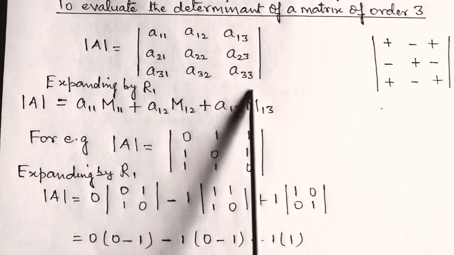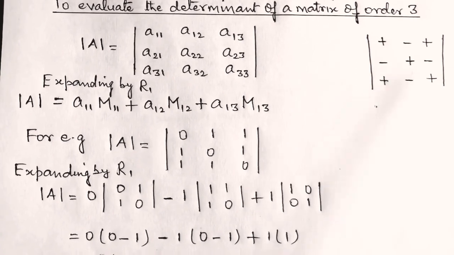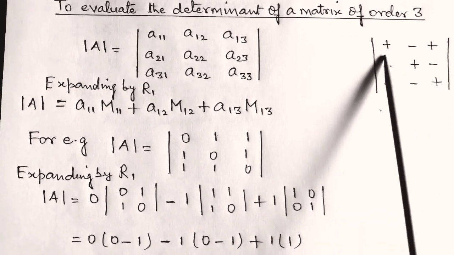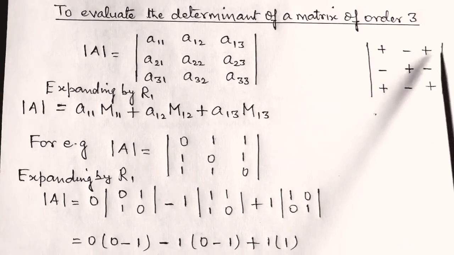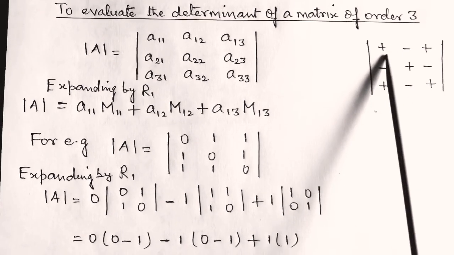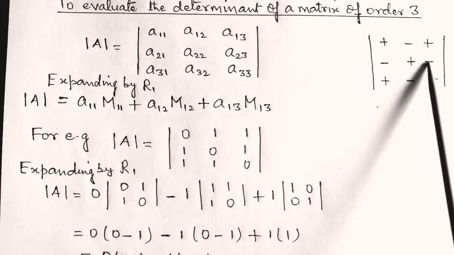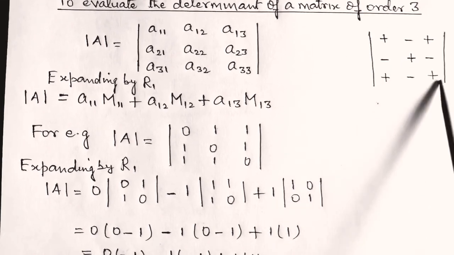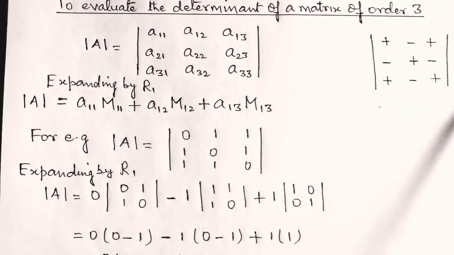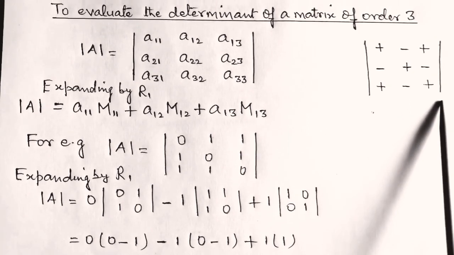One thing you have to take care of is to write the signs first, starting with plus, and keep on changing alternately. So if I start with plus, then here you'll have minus, then plus, minus, plus, minus, plus, minus, plus. This is important because we'll be using these signs.